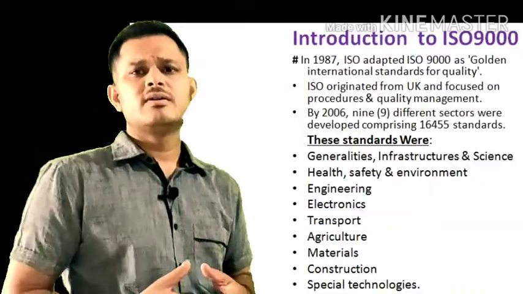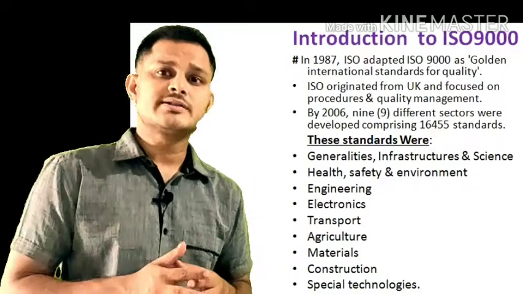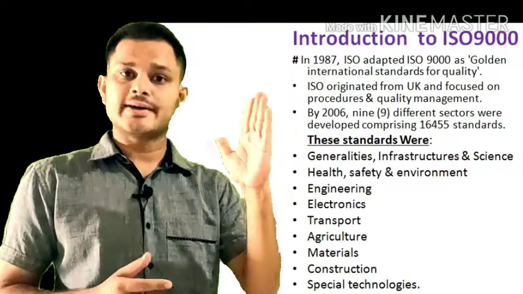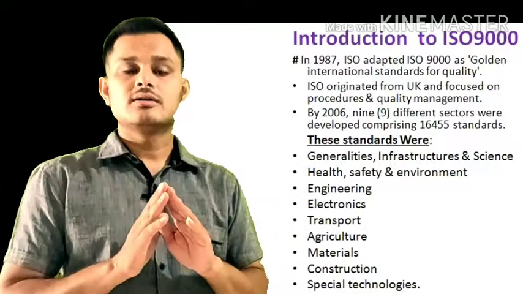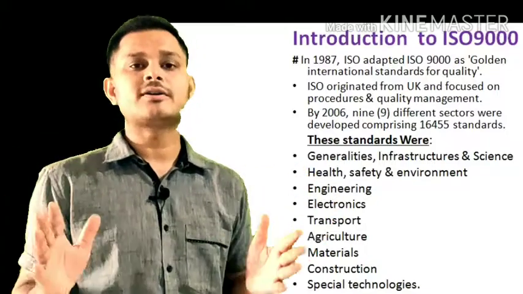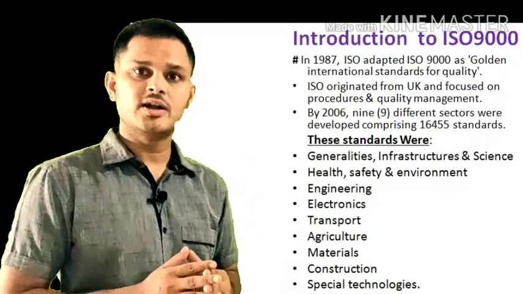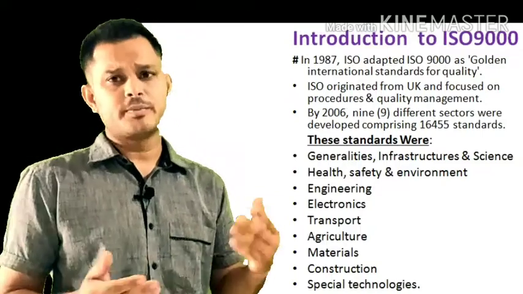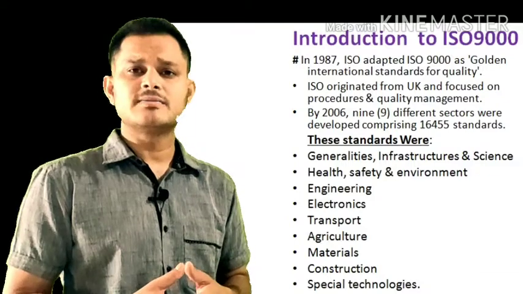In 1987, ISO adopted ISO 9000 as the golden international standard for quality. That means when a product is ISO 9000 certified, the customer should have complete confidence that the product is at its best on the factor of quality. ISO originated from the UK and focused on procedures and quality management.